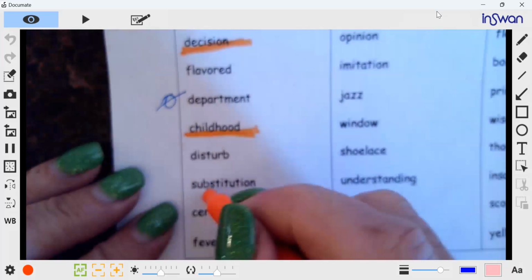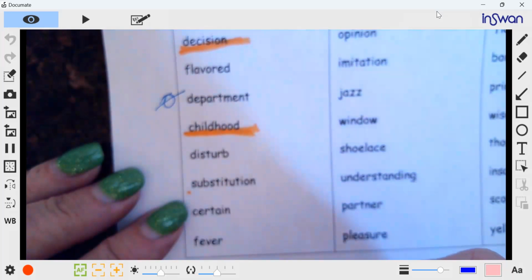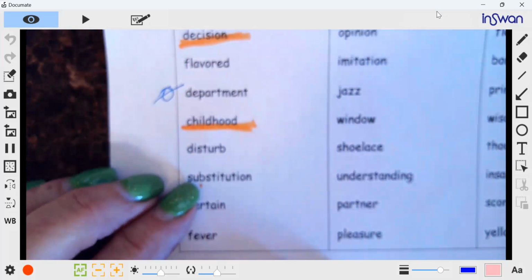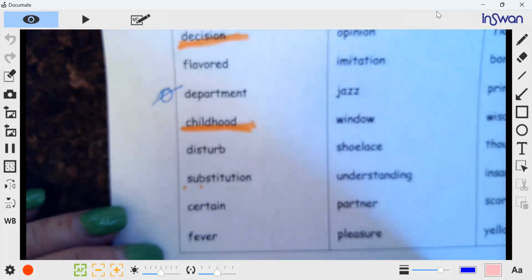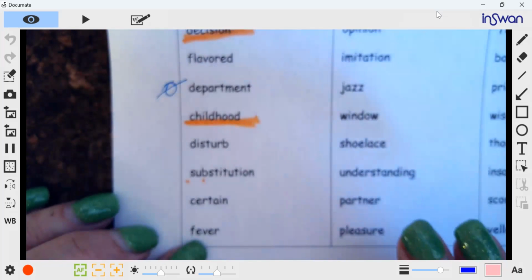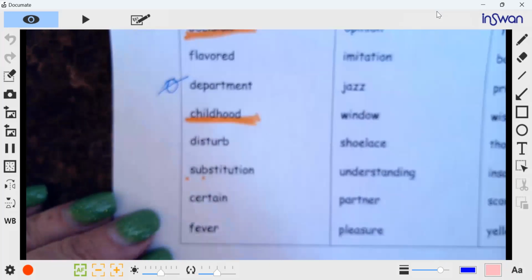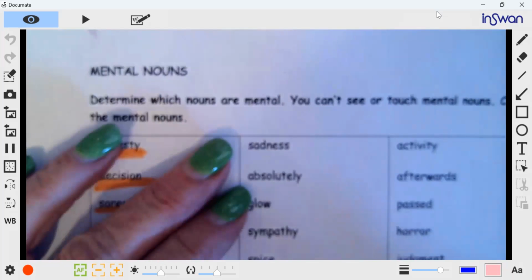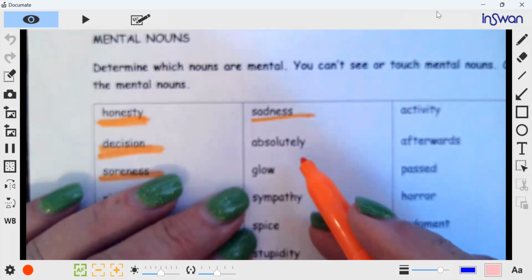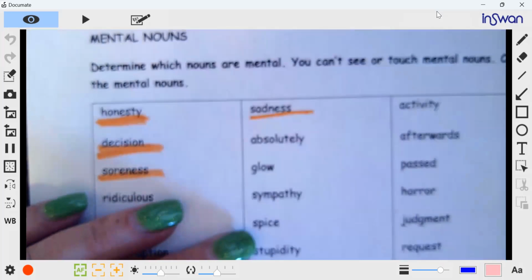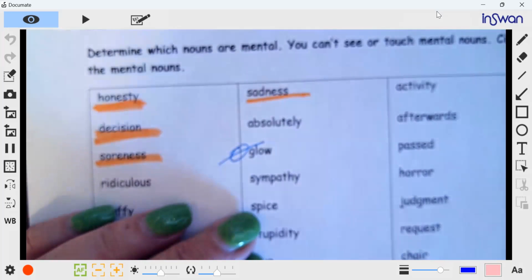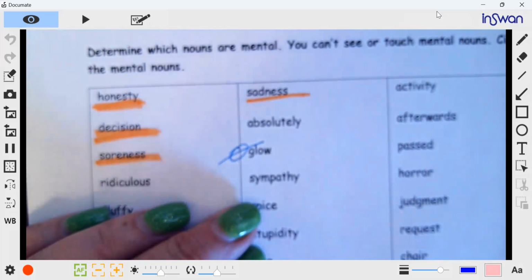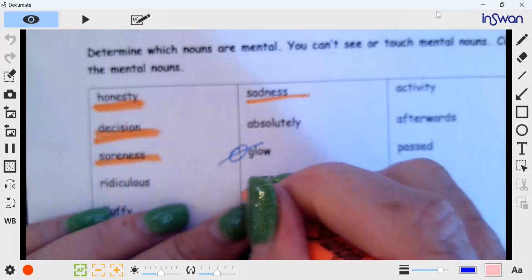Substitution. The substitution for cinnamon could be cumin. Well, the substitution. I don't know if you could touch that or not. I don't know if you would call it mental, because you could touch it. Certain. Fever, you can touch a head that shows a fever. So that's not. Sadness. There's that ness again. Absolutely describes a glow. You can see it. Sympathy is an adjective. Oh, sympathy. She had sympathy for the boy's accident. So yeah, that is a mental noun.